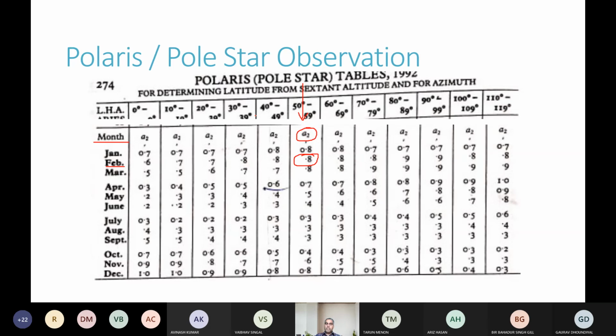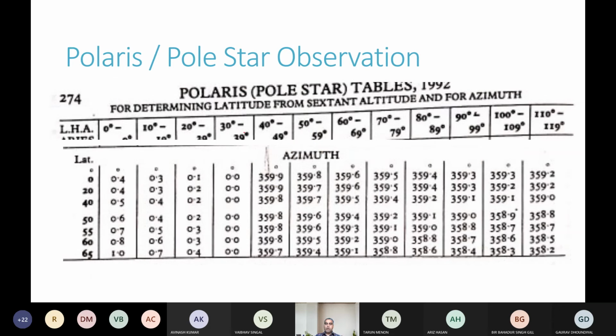इसी टेबल के और नीचे अगर हम चले जाएं तो लास्ट पार्ट में हमें मिलता है एजीमुथ ऑफ द पोल स्टार, एजीमुथ ऑफ पोलारिस. तो पोलारिस एजीमुथ इज नेवर कैलकुलेटेड. एबीसी मेथड नहीं लगाते हैं इस पे हम. पोलारिस मेथड, पोलारिस एजीमुथ इज स्ट्रेट अवे पिक्ड अप फ्रॉम द टेबल.